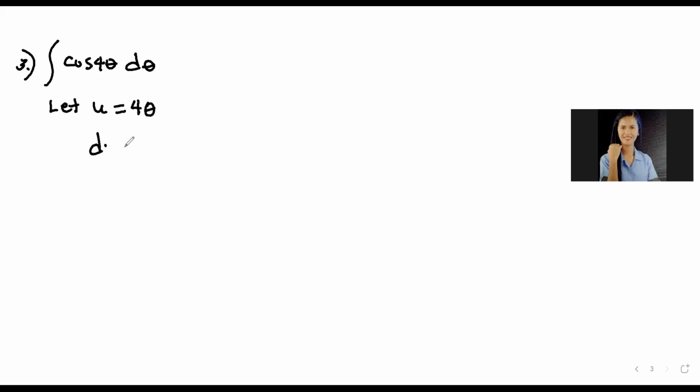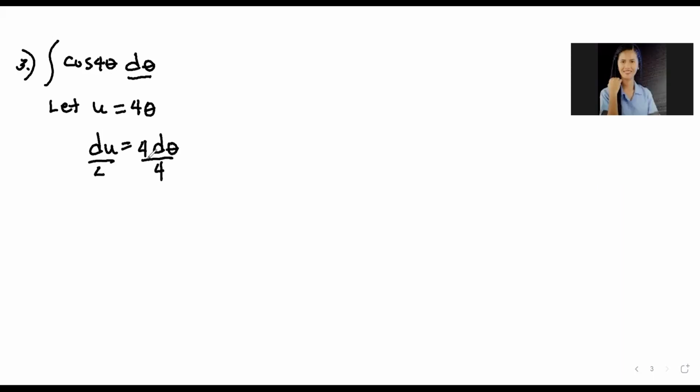And the derivative of U, the derivative of 4 theta, is 4. Always add the d theta. What we have in the given is only the d theta. So we divide both sides by 4. Therefore, d theta is equal to 1/4 du. Cos 4 theta is equal to u. So this will be the form now of the given: 1/4 integral of cos u du.